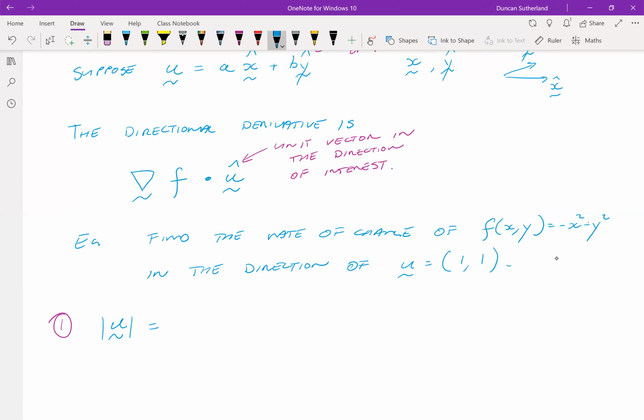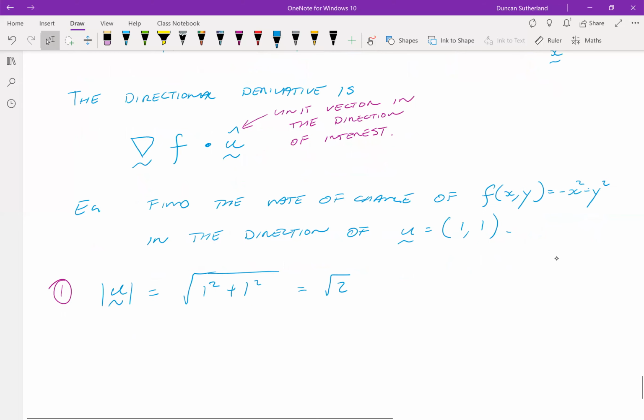So we work out the length of u. So the length of u, you'll recall, is just, take each component, square them, add them up, take the square root. It's the Euclidean distance. So u hat is equal to u divided by the length of u. That's how we normalize a vector.